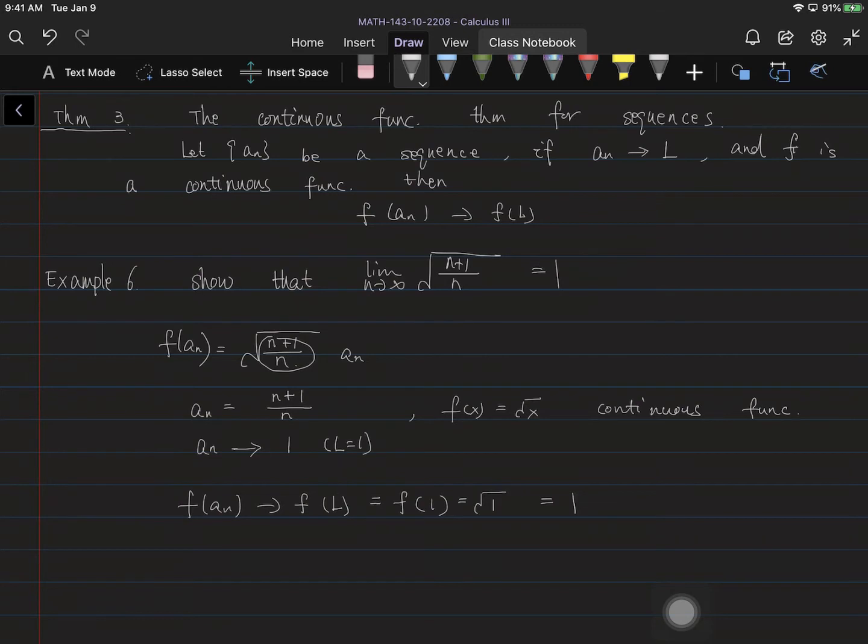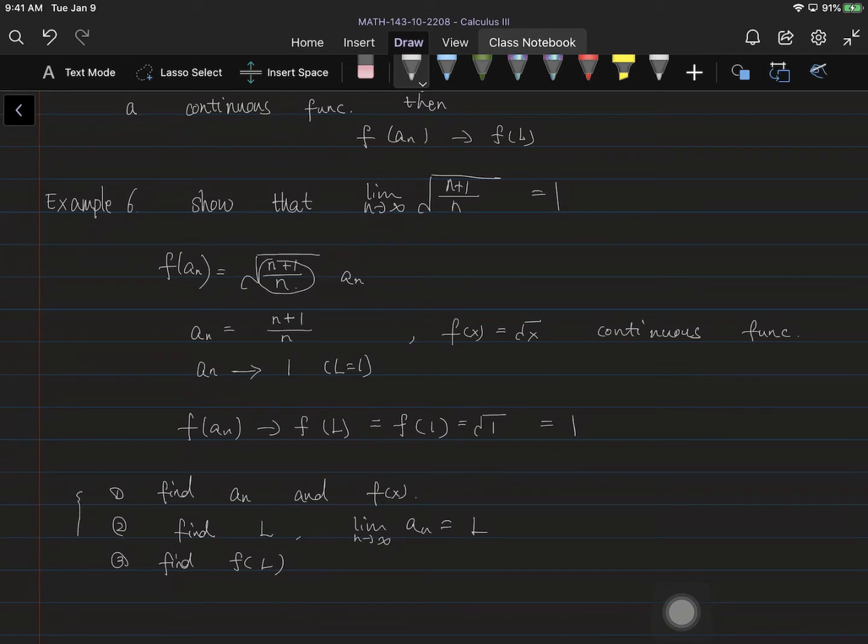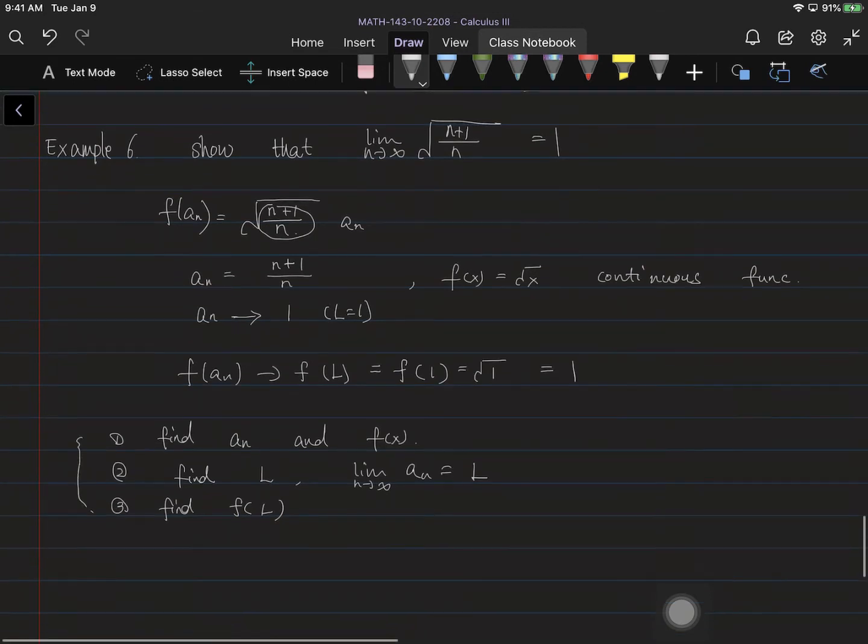Something like this. Okay. So for a given sequence, we find our a_n and find our f(x). So the steps: first, find a_n and f(x). Second step, find L, and what is L? That's the limit of a_n. And third step, find f(L). Okay, we can always follow those steps.